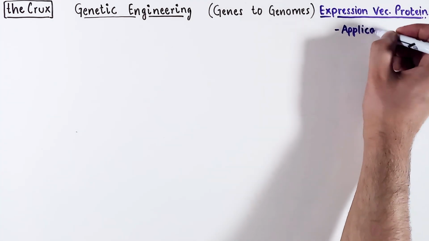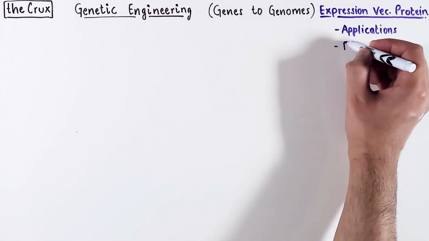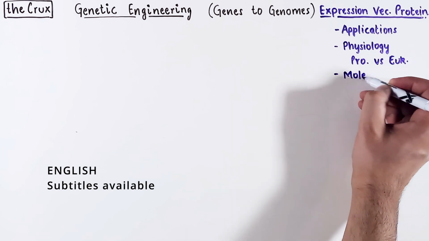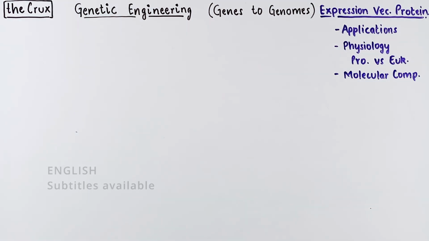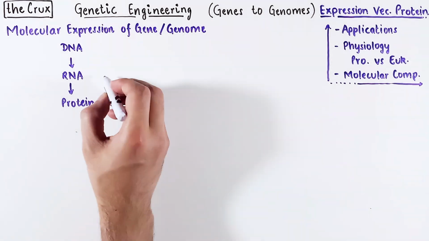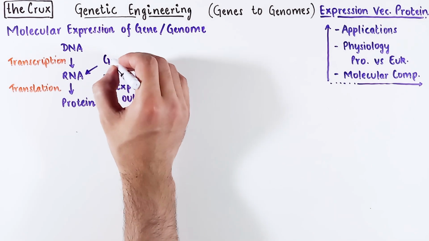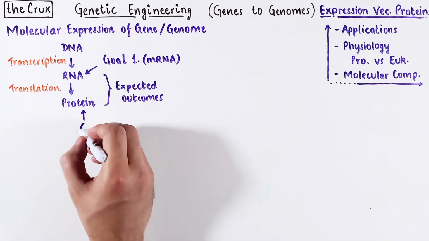This video will be about how protein application and physiological differences between prokaryotes and eukaryotes determine the molecular components involved in protein expression vectors. You've seen this chain of information flow multiple times. For protein expression vectors, both RNA and protein are essential goals.